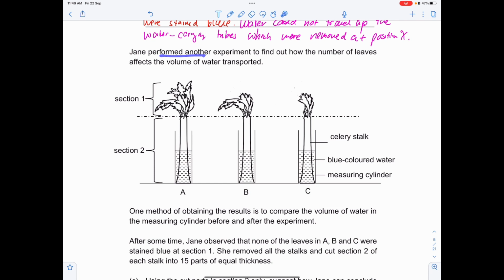So Jane performed another experiment to find out how the number of leaves affects the volume of water transported. So this is actually your CV. Now what is your MV? What they did was they used a proxy for this. Instead of measuring volume of water transported, they measured the amount of water that is remaining. So they use the remaining volume of water as a proxy for the amount of water transported. So the lesser the volume of water there is, the more the water was being transported or lost. So the MV is the number of leaves.